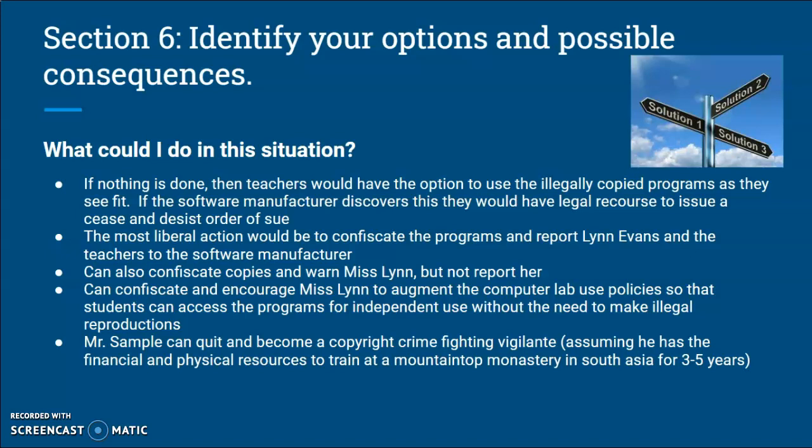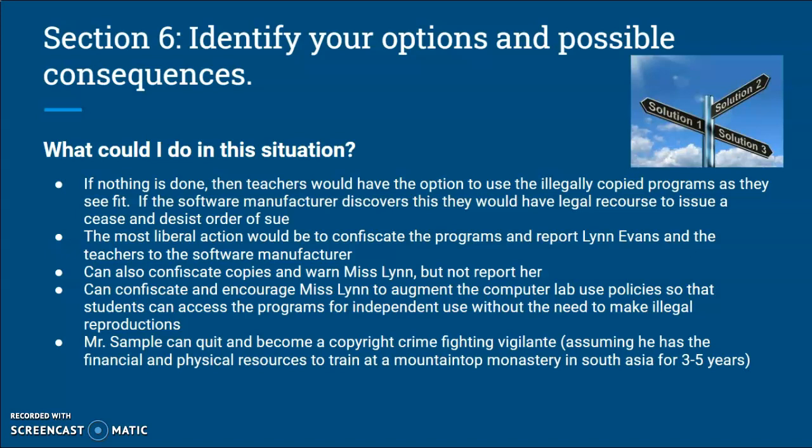So, what can I do in this situation? First, I can do nothing. If I do nothing, then the teachers would have the option to use the illegally copied programs as they see fit. If the software manufacturers discover that, they would have legal repercussions and legal recourse to issue a cease and desist order or to sue.